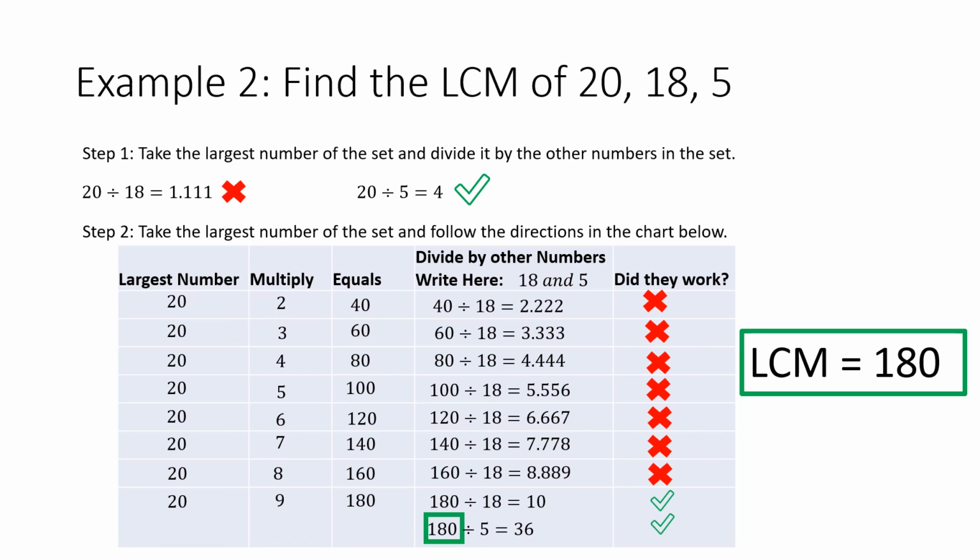Note that this example did take longer than the first example, and so I do have another method of finding the LCM in the video, Finding the LCM, a Method. If you want to search that video, you can. So you can decide on which methods you prefer, but I wanted to present both of these methods to you to see which one you like best.